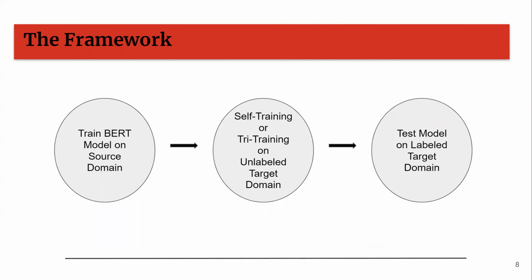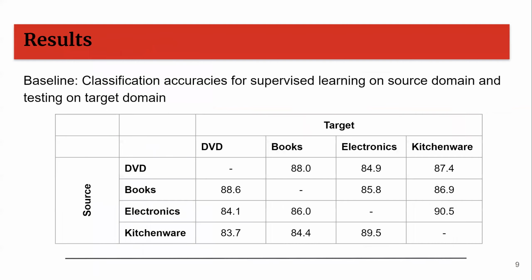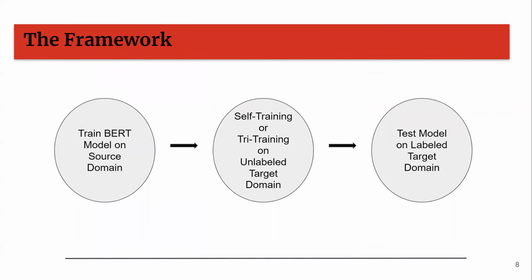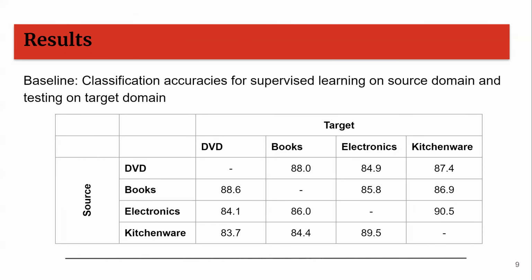So with that said, here was our overall framework for this project. First, we're doing some supervised training where we train BERT on the labeled data of the source domain. We then do either self-training or tri-training on this using the unlabeled target domain. And finally, we test the model on the labeled target domain. And so our baseline for this project involved skipping the middle step and really just training the BERT on the labeled data and then testing. So this was our baseline, which we used to later compare the results for self-training and tri-training.